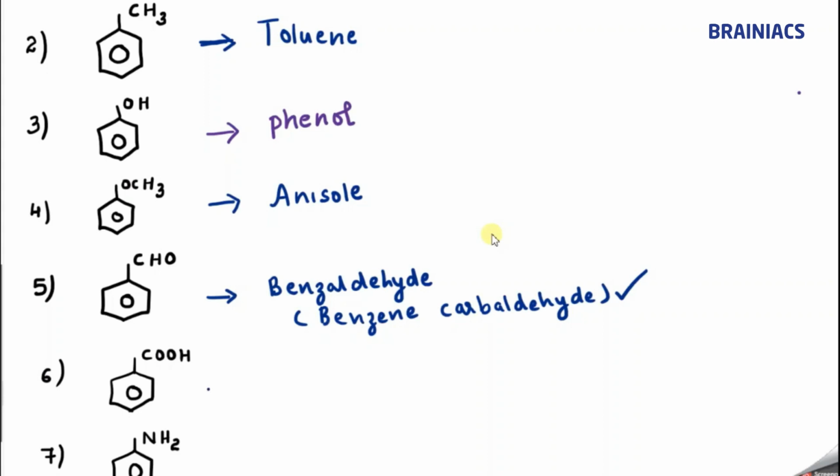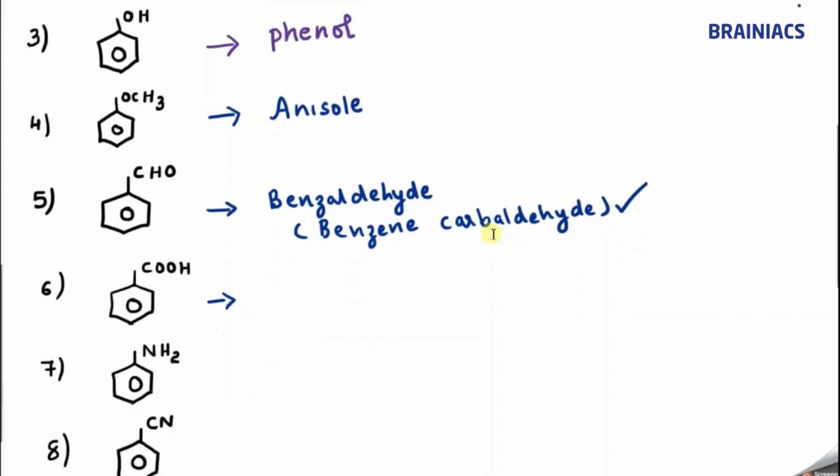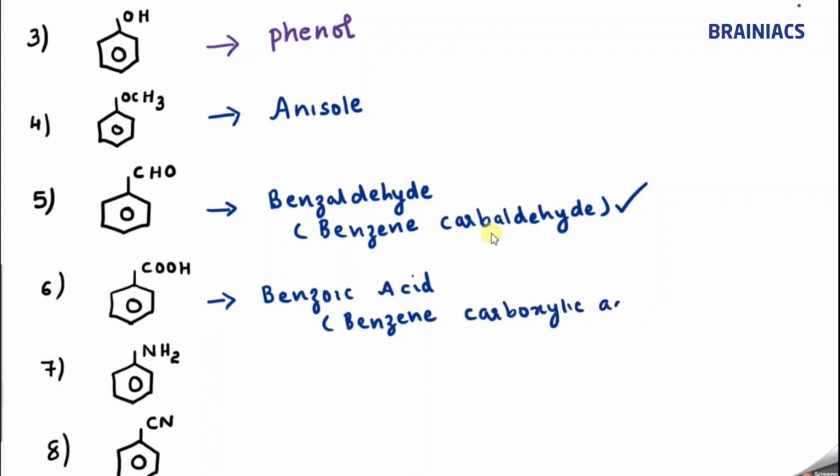Now the next one, what is the common name which is accepted as IUPAC? I can say this is called benzoic acid. Now the more correct way is benzene carboxylic acid. Benzene carboxylic acid. Okay. So I hope it is clear for you.